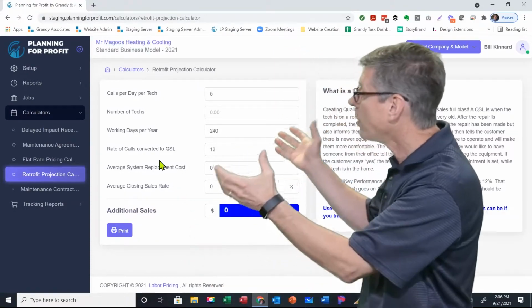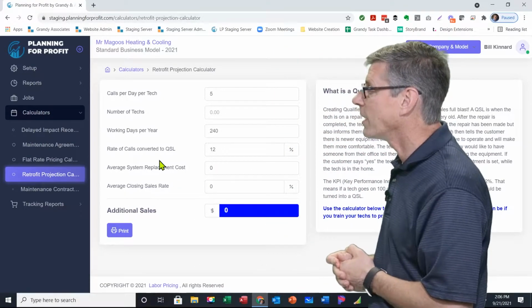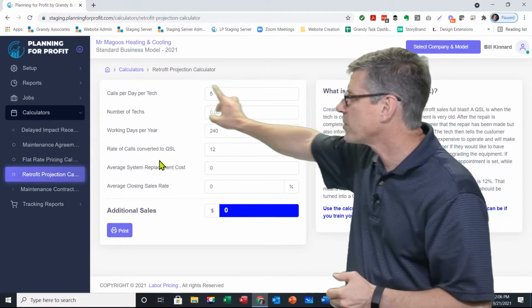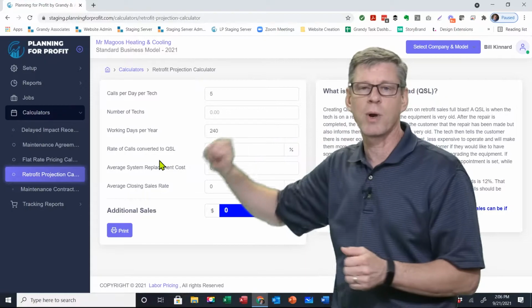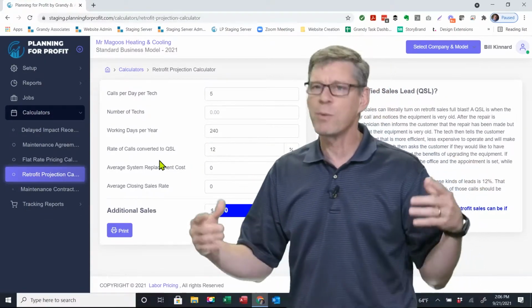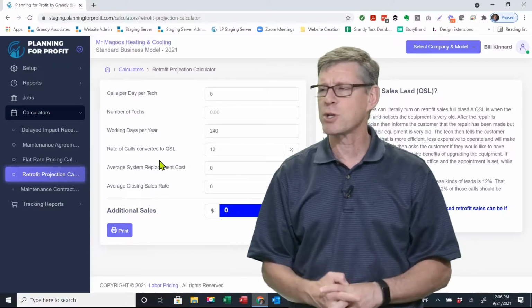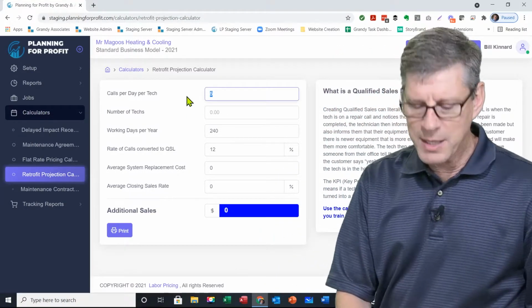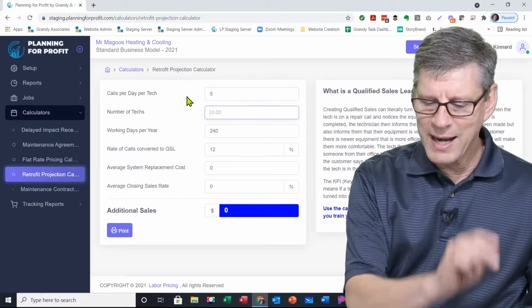But then how can that impact my company on the revenue side? This calculator will tell you that very clearly. I can simply look and fill in the information on this calculator itself. So how many calls per day will my tech run? Not a day where they're running absolutely silly, and not a day where they're sweeping the shop for the third time today. I'm talking about the typical day. How many service calls will they run? My techs run 5 calls a day on an average day.